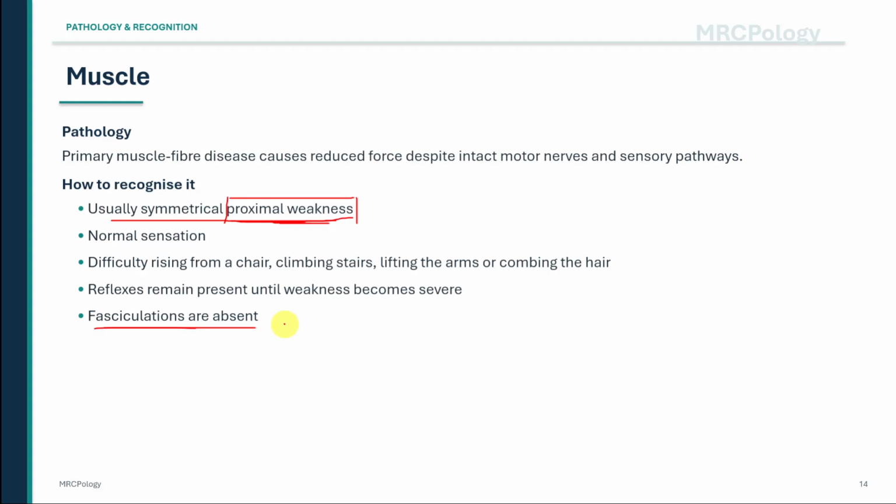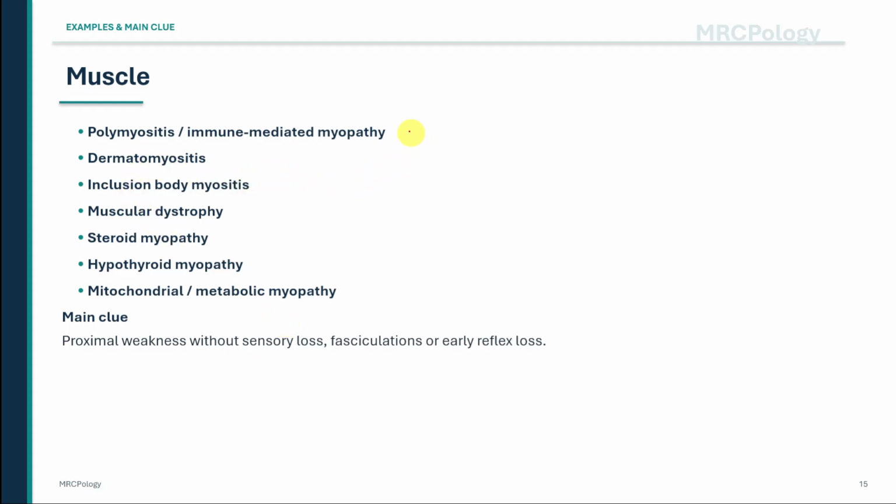Important causes include polymyositis and other immune-mediated myopathies, dermatomyositis, inclusion body myositis, muscular dystrophy, steroid myopathy, hypothyroid myopathy, and mitochondrial or metabolic myopathies. Immune-mediated inflammatory myopathies usually cause subacute proximal weakness. Muscle pain may or may not be present. Creatine kinase is often elevated, although the degree varies between conditions. Dermatomyositis causes muscle weakness together with characteristic skin changes, such as a heliotrope rash, Gottron papules, or a photosensitive rash.